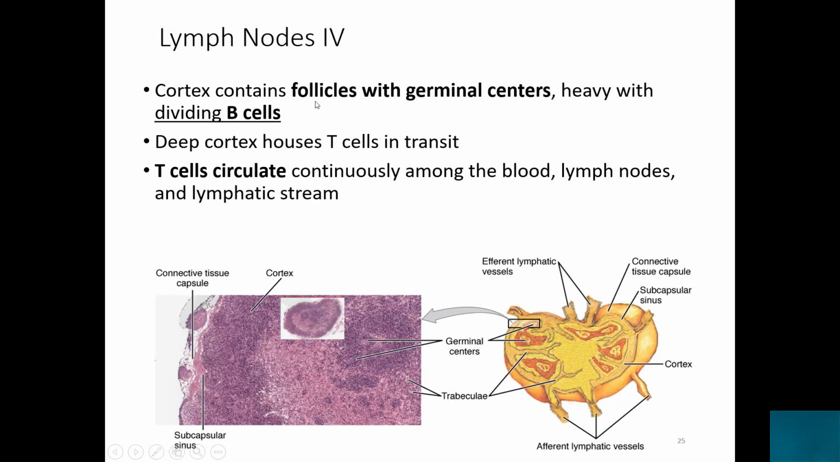In the cortex mostly you can find follicles with germinal centers where you can find a lot of B cells that are dividing. And also there will be T cells in transit, moving from one part of the body to another one. T cells circulate all the time, going from the blood to lymphatic nodes, from lymph nodes to the blood, and through the lymph.